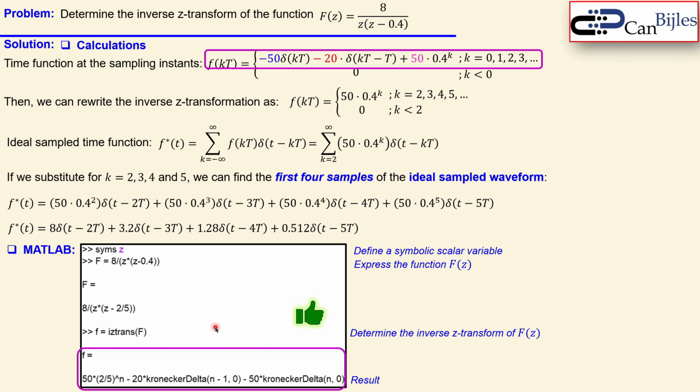Alright, this was our example about the inverse z-transform of a function where we see the different variation of the result using this Dirac delta function and the delays.